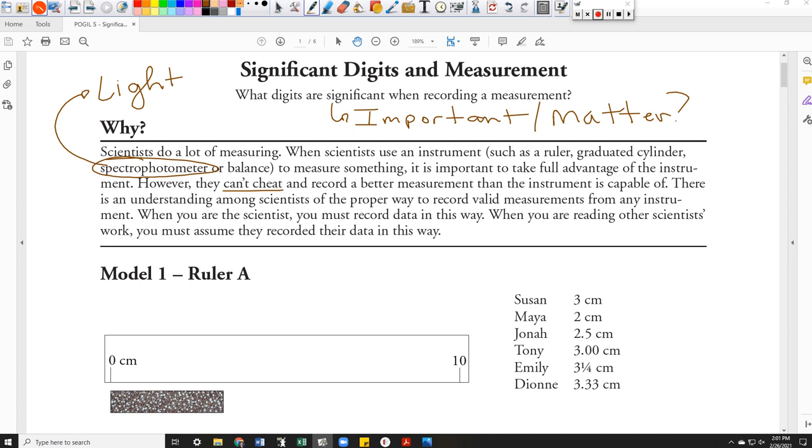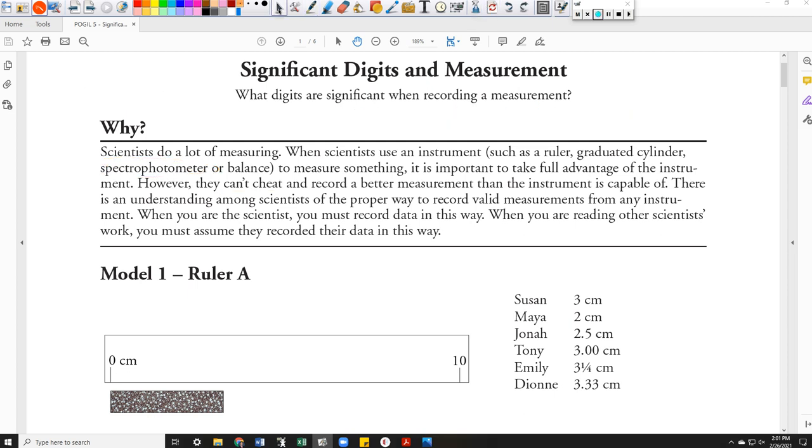There's an understanding among scientists of the proper way to record valid measurements from any instrument. When you're the scientist, you have to record it that way. And when you're reading other scientists' work, you expect them to also record it properly. So that's why we have to know what measurements are.